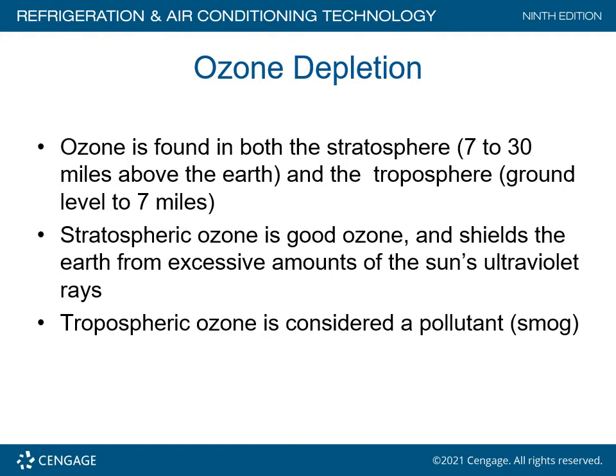Ozone depletion. Ozone is found both in the stratospheric region of the Earth, 7 to 30 miles above the Earth, and the tropospheric region, ground level to 7 miles up. The stratospheric ozone is good ozone and shields the Earth from excessive amounts of the sun's ultraviolet rays. The tropospheric ozone is considered a pollutant, such as smog.